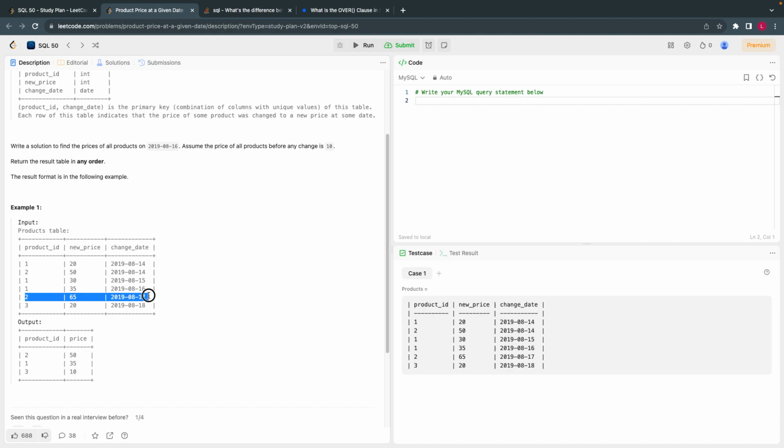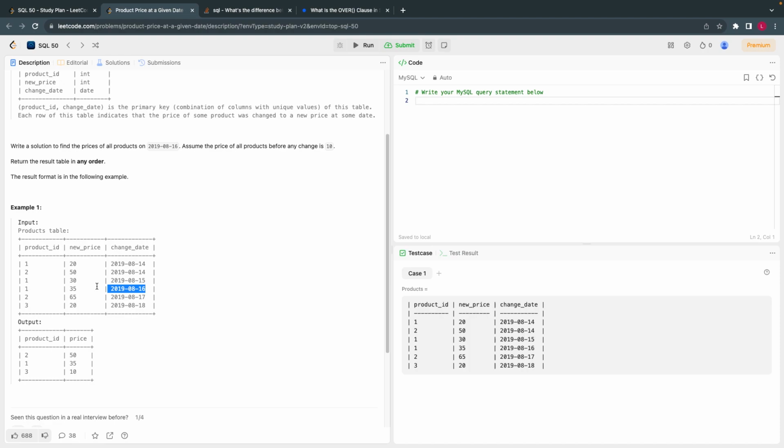This problem is divided into two parts. One, where you capture the recent new price for all the products encountered on or before this day. In this context, for products 1 and 2, you check the recent price. The recent price is not the maximum price, it is the most recent price. It could increase or decrease, anything could happen.